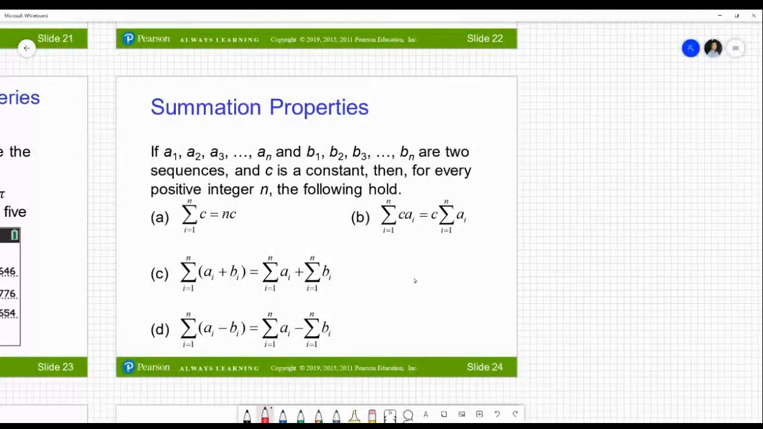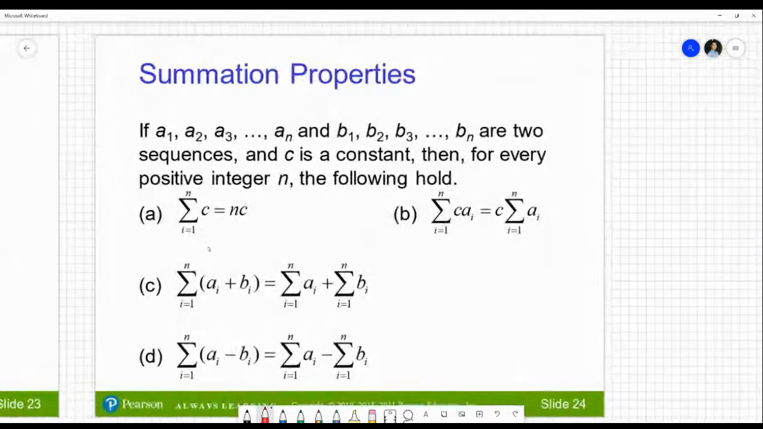Okay, so now we talk about summation properties. This will help you evaluate summations much easier, unlike the 2 previous examples that we did. Okay, so if you have a summation, the C value here is a constant. So if you have just a constant, then you can evaluate this summation by just multiplying by how many terms there are, and here you have n terms.